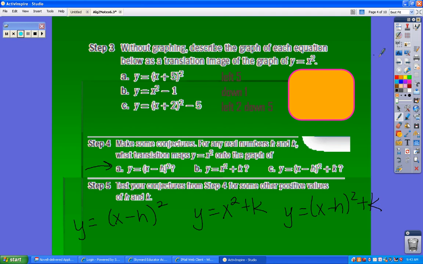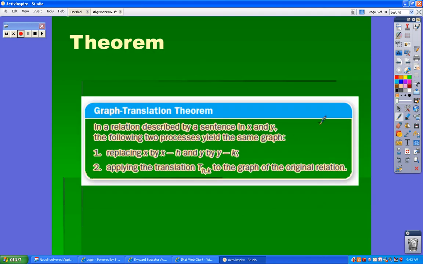Okay, so here's the graph translation theorem. In a relation described by a sentence in x and y, the following two processes yield the same graph. If you take x out and you put x minus h in, and take y out and put y minus k in, that's the same thing as applying a translation T sub h,k. Now, we skipped this section in chapter 4, but you have seen this notation in geometry. The big T means a translation, and if you remember, a translation is a slide in geometry.